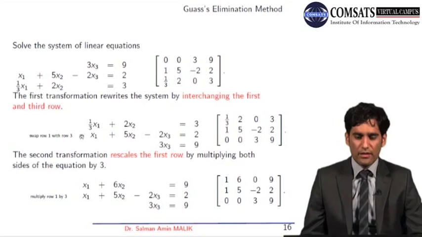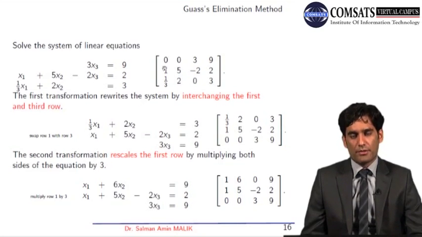The similar operation I will do with my augmented matrix. So I will also swap the first row with the third row in my augmented matrix. So my first row of the augmented matrix will become this one, and the third row of my augmented matrix will become this one.